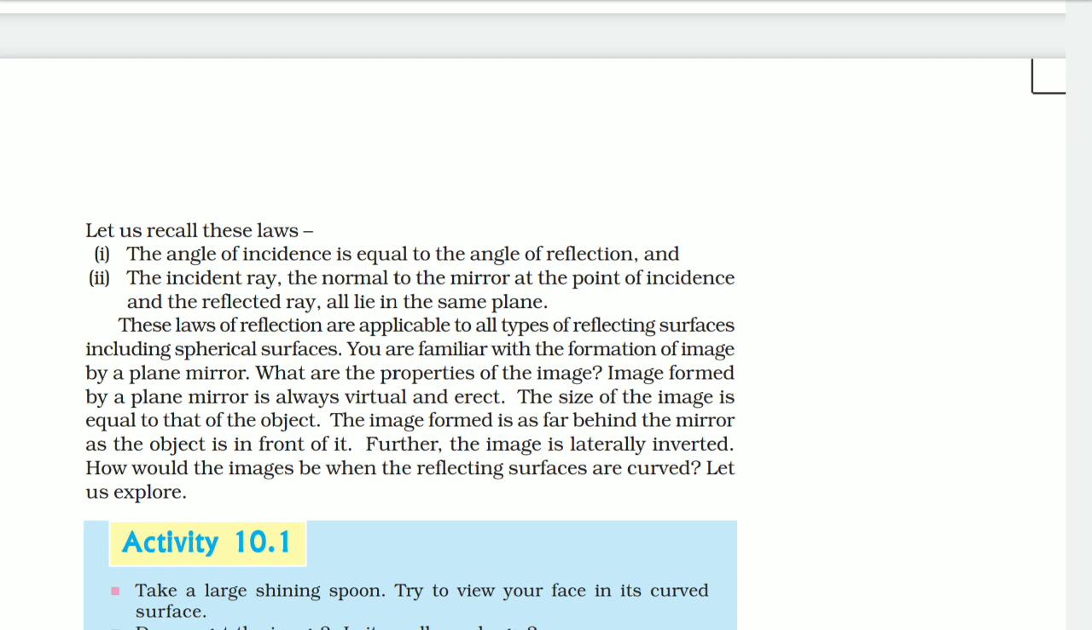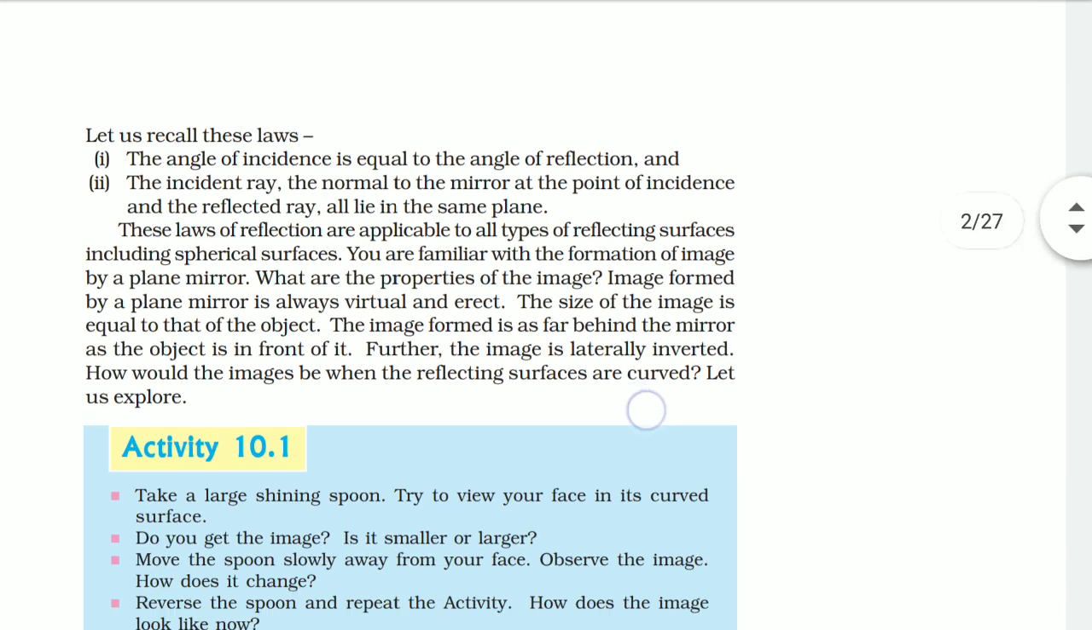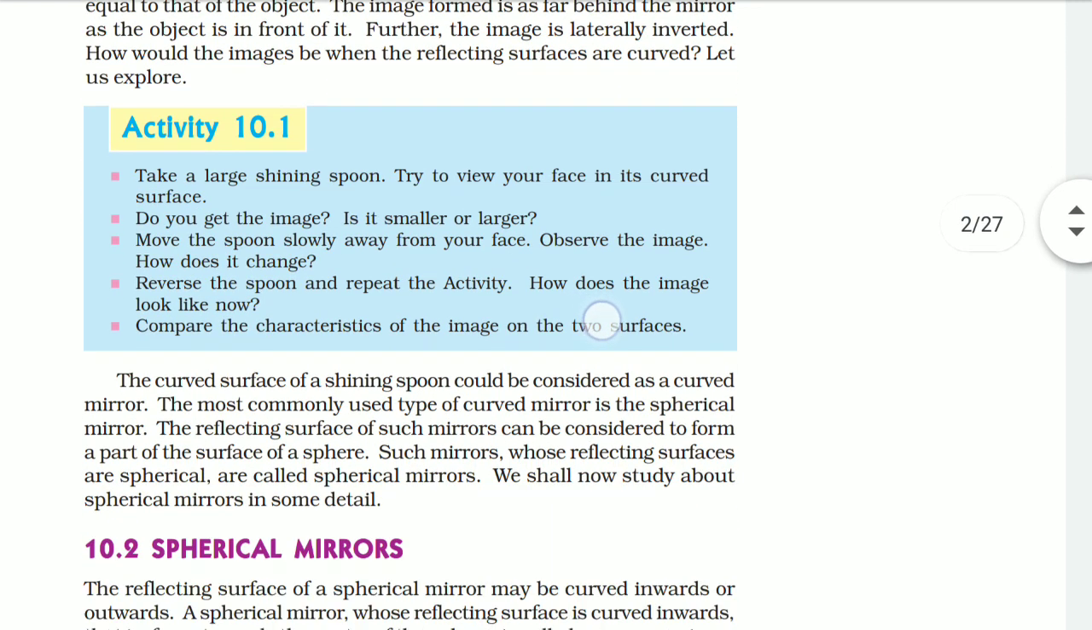You are familiar with the formation of an image by a plane mirror. What are the properties of the image? The image formed by a plane mirror is always virtual and erect. The size of the image is equal to the object. The image formed is as far behind the mirror as the object is in front of it. Further, the image is laterally inverted. So these are the properties of an image created by a plane mirror.